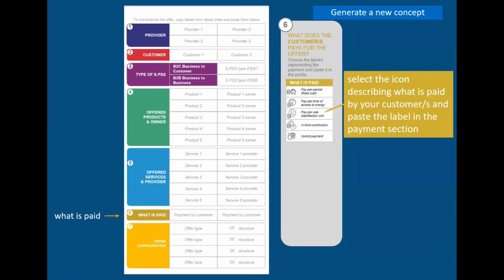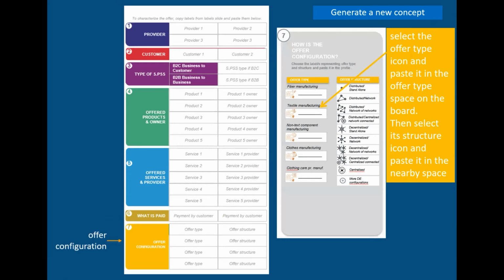What is paid, as we were saying, is the typology of payment. You can have, for example, pay per period, pay per time, pay per use, or it could also be a traditional payment, just a sale. And the final one is maybe the one we are not going to explore.